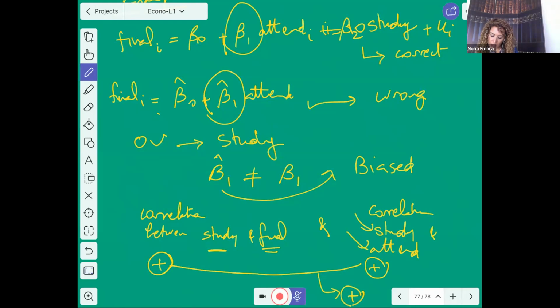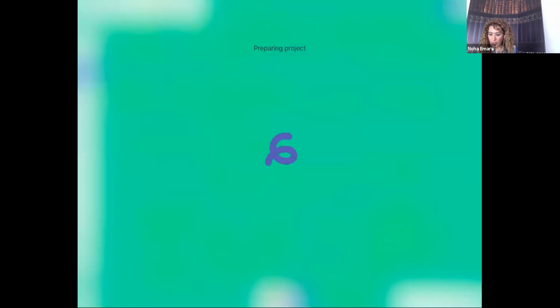So I can go back here and say, yes, they are unequal, but I can be more specific and say that actually it's overestimated. It's overestimated because of the positive bias. It already includes the impact of the positive correlation between study and final, and the positive correlation between study and attendance. So that brings us to the possible combinations that I can get.